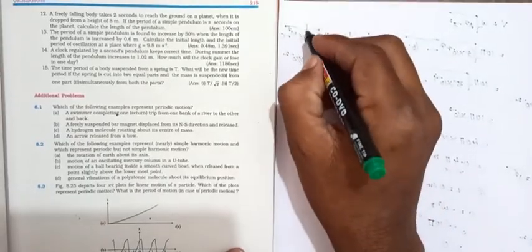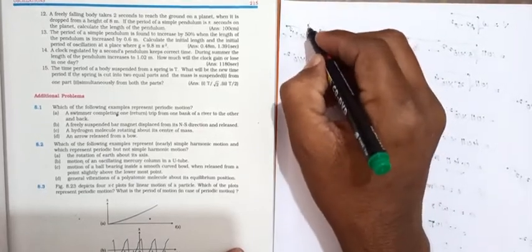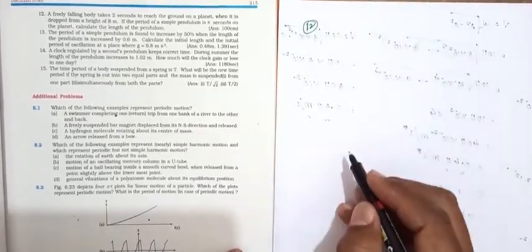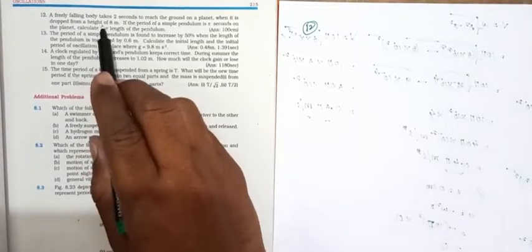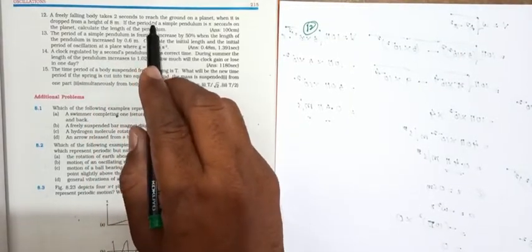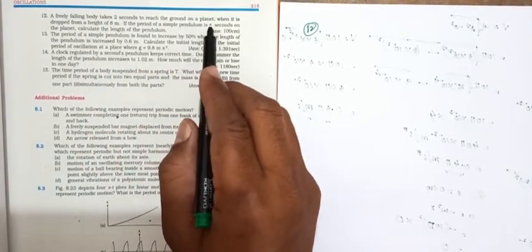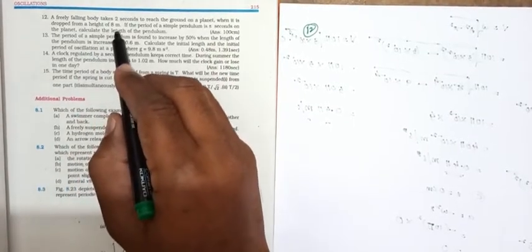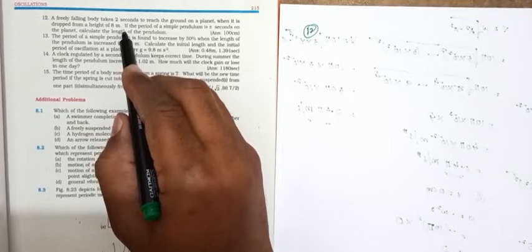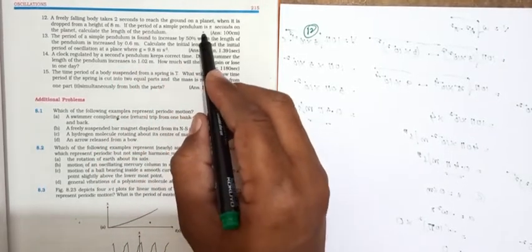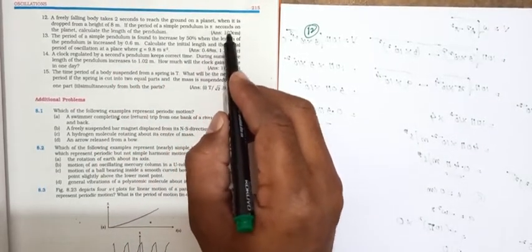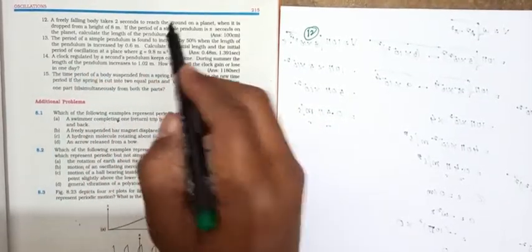Okay, here problem number 12. A freely falling body takes 2 seconds to reach the ground on a planet when it is dropped from height 8 meters. If the period of a simple pendulum is pi seconds on the planet, calculate the length of the pendulum.